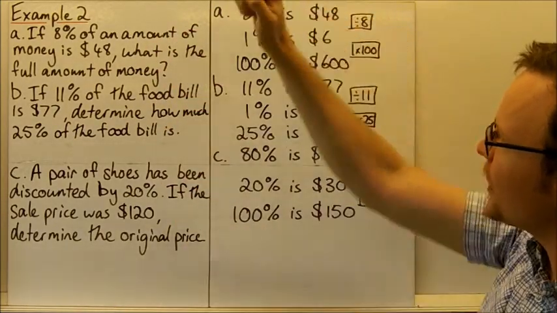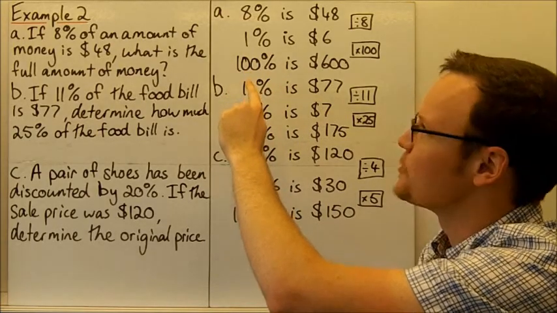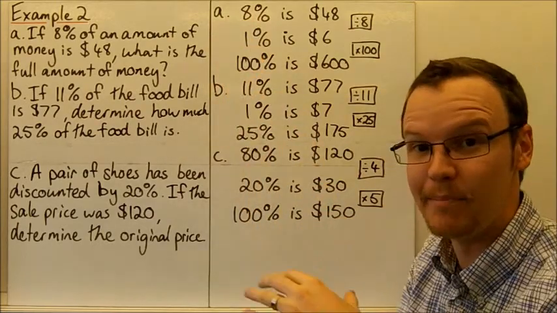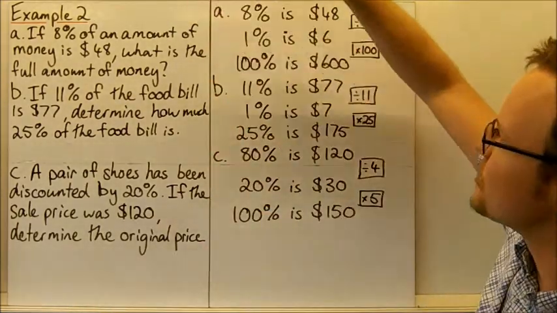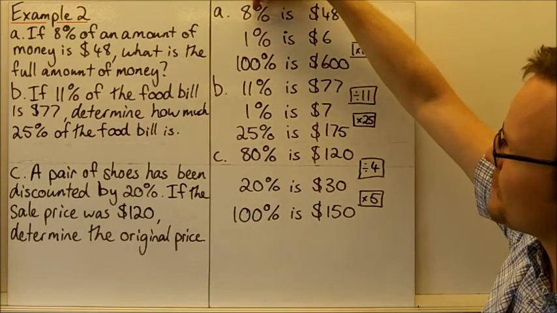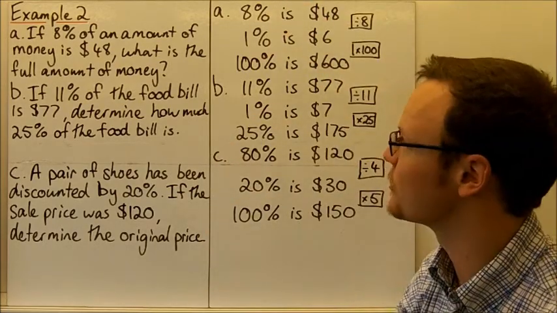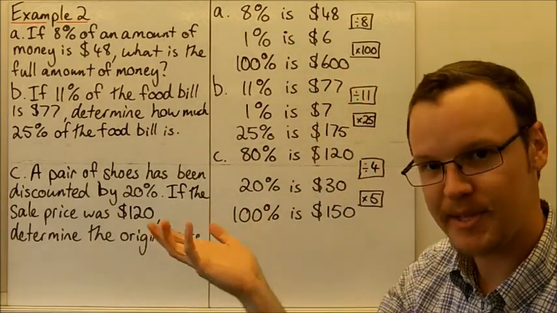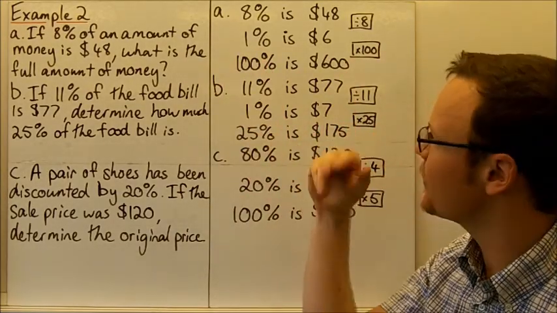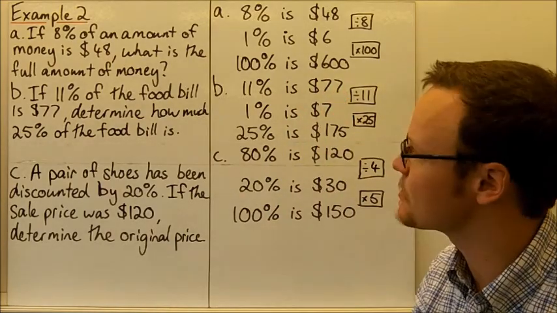So we can divide our 8% down to 1% to then easily multiply up to 100%. So here we're breaking it down to a single percent and building it back up to 100%. So to get it from 8% to 1%, we need to divide by 8. So we divide both of these by 8. 8%, $48 divided by 8 is $6. So that's what 1% is equal to. 1% is equal to $6. Then we can just multiply the 1% by 100 to get 100%. So 6 times 100 is $600. So that's the full amount of money, $600.